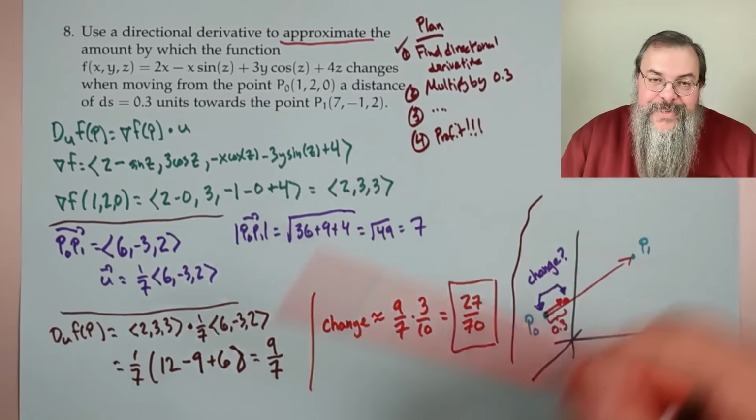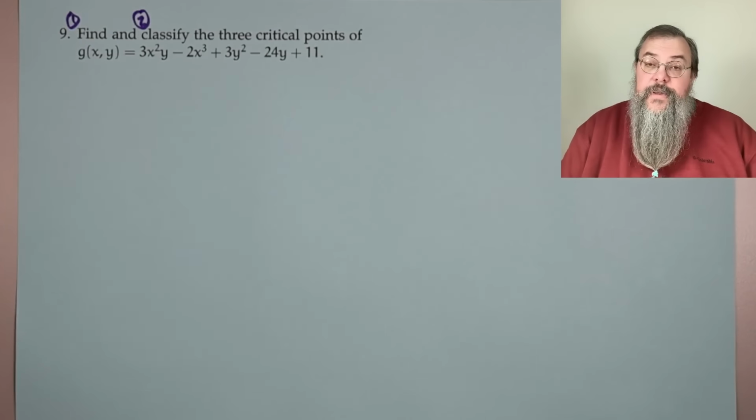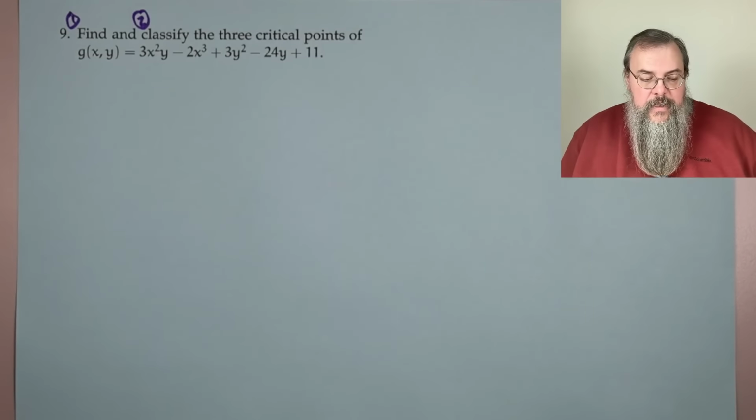Okay, so whenever we have find and classify, always 2 steps. Step 1, find; step 2, classify. So we start with the find. To find, that's where we have a flat tangent plane. Channel your inner Calc 1, that innocent, sweet child. We were so young back then. And we said, critical points, that's where the derivative is 0. For us, that's where the gradient is 0, which means partial derivatives are 0.